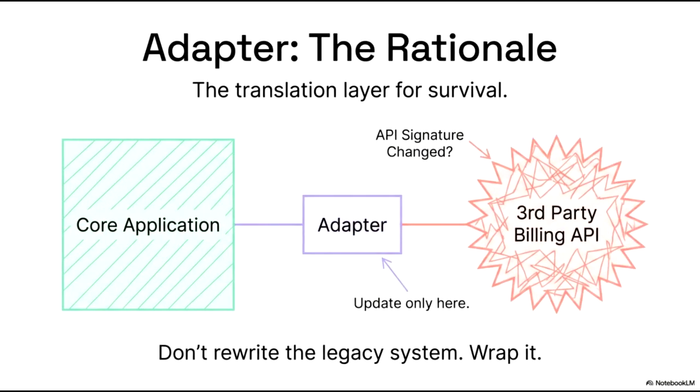The adapter pattern serves as a critical translation layer for survival in a modern software ecosystem. On the left, we have our core application, which contains the primary business logic we want to keep stable and clean. On the right, we often interact with external dependencies, such as the third-party billing API shown here, which can be unpredictable and complex. When an external API signature changes or a legacy system is updated, it often creates significant friction. Without an abstraction, these changes would force us to refactor large portions of our core codebase.